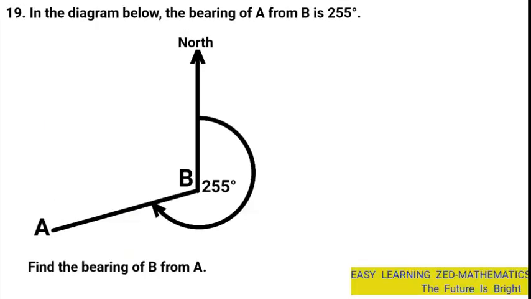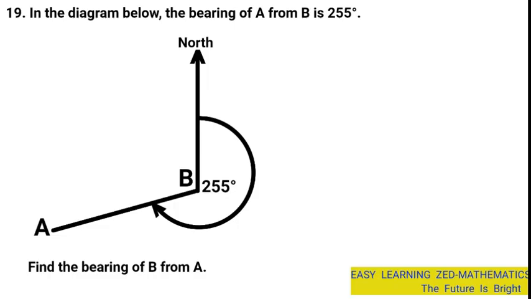Okay, question 19 was as follows. In the diagram below, the bearing of A from B is 255 degrees. So you need to take time and study the diagram. This is the diagram below, as you can see. Take note of the points being mentioned, north, B, A, and where the 255 degrees is.